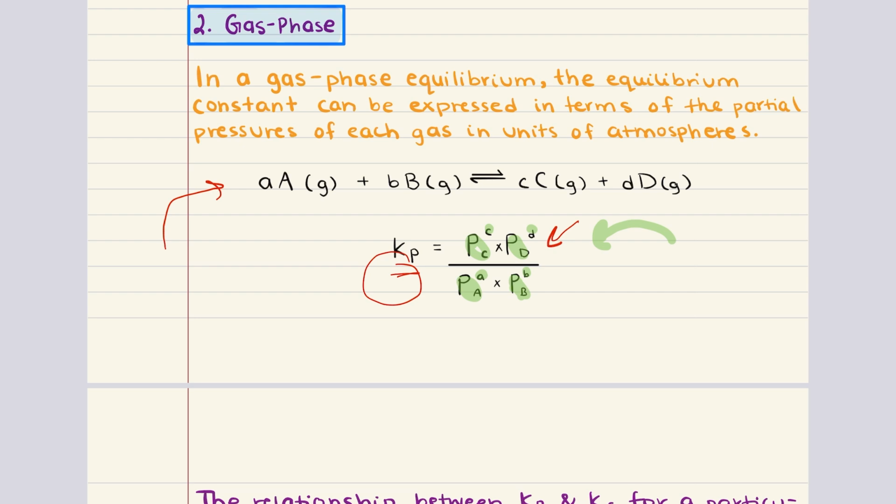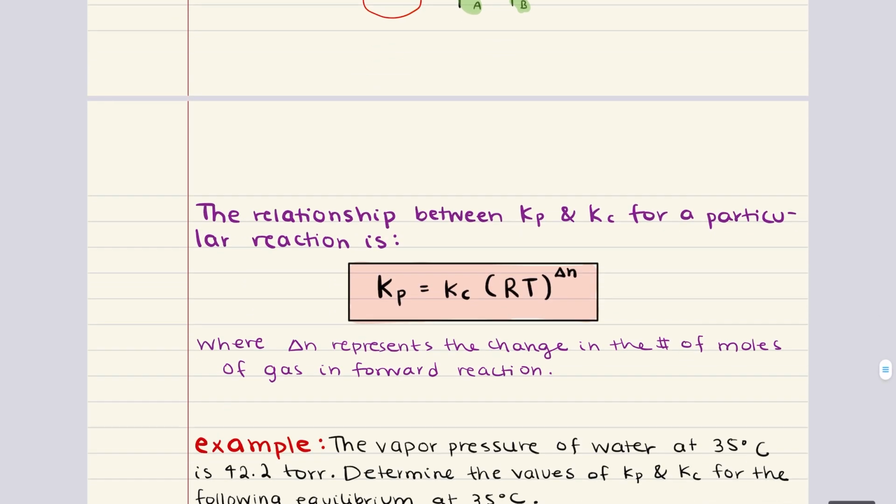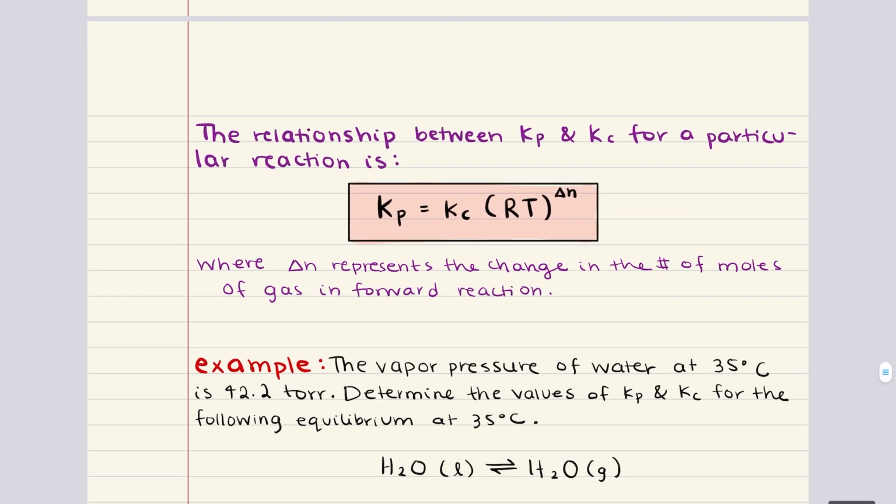Now, it's also important to understand the relationship between Kp and Kc, where Kc is the equilibrium constant expressed in terms of concentration. The connection between these two constants is governed by the ideal gas law, and it's represented by this equation right here. This equation says that Kp is equal to Kc multiplied by RT raised to the change in the number of moles. So R here is the ideal gas constant, T is the temperature in Kelvin, and delta n represents the change in the number of moles of gas.